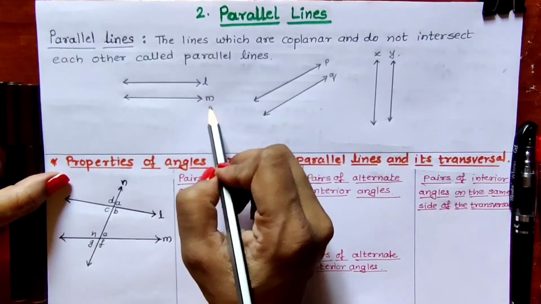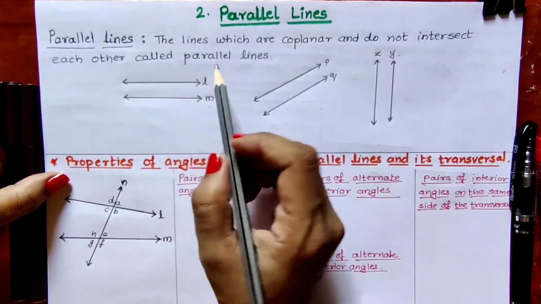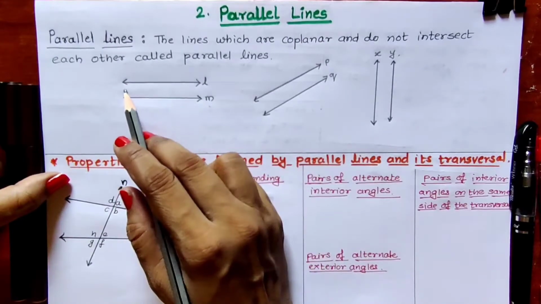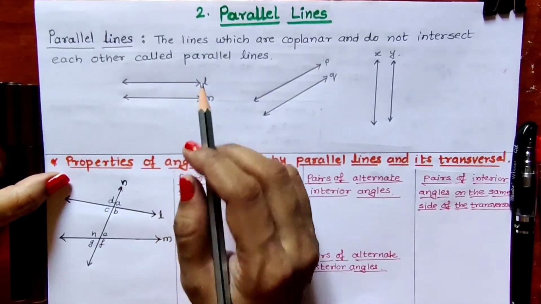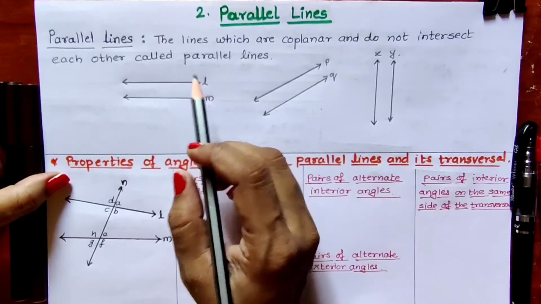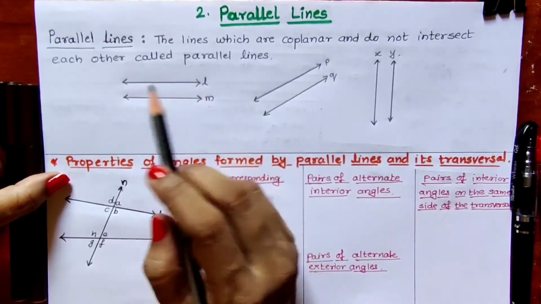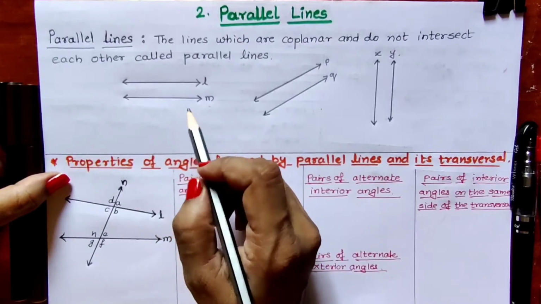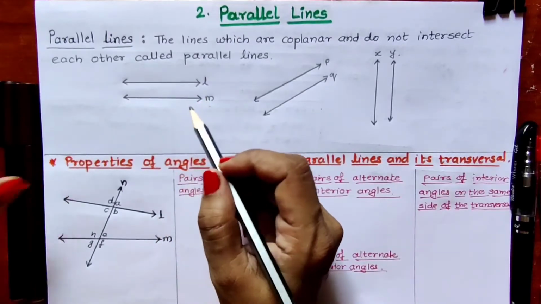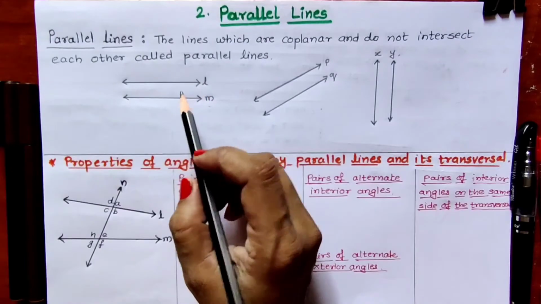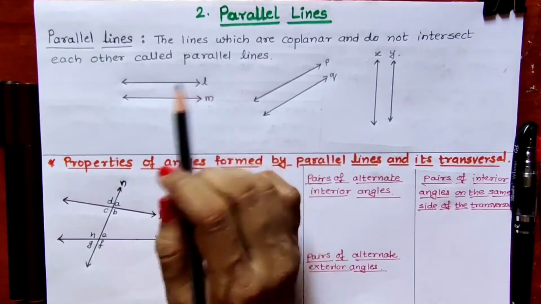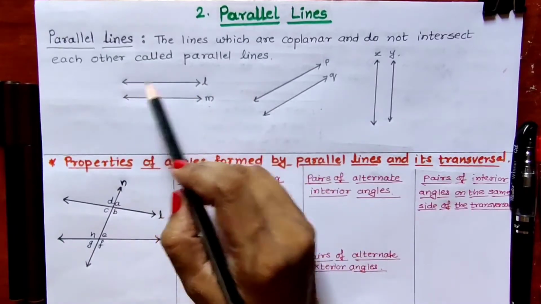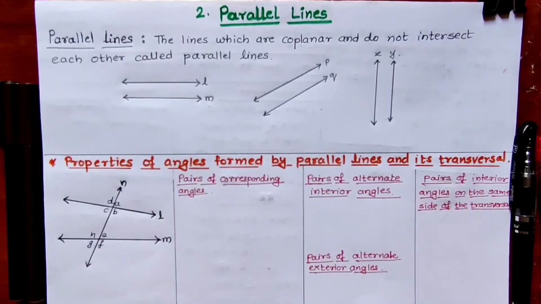Why is this line L parallel to line M? Because they do not intersect each other, and we all know line doesn't have any measurement. Line means what? It has an arrow on both the sides. We never say a line of length 5 centimeter, line of length 10 centimeter, line of length 7.5 centimeter. That means line doesn't have any measurement, because line can be extended on both the sides.